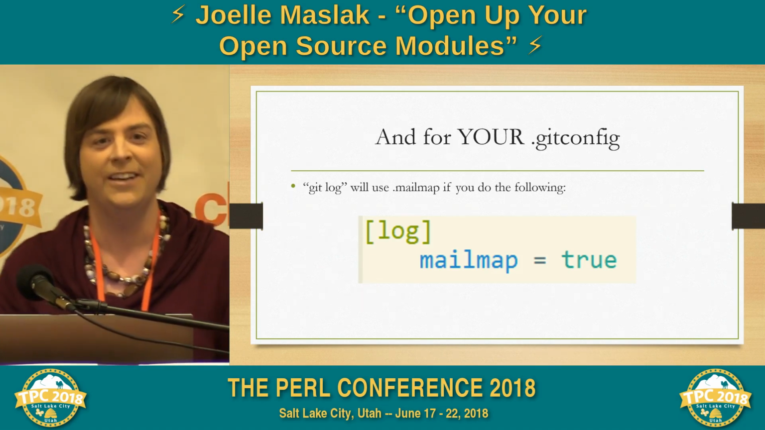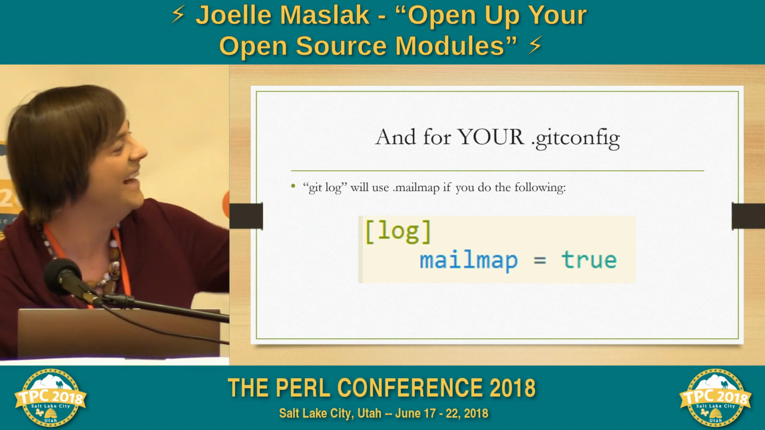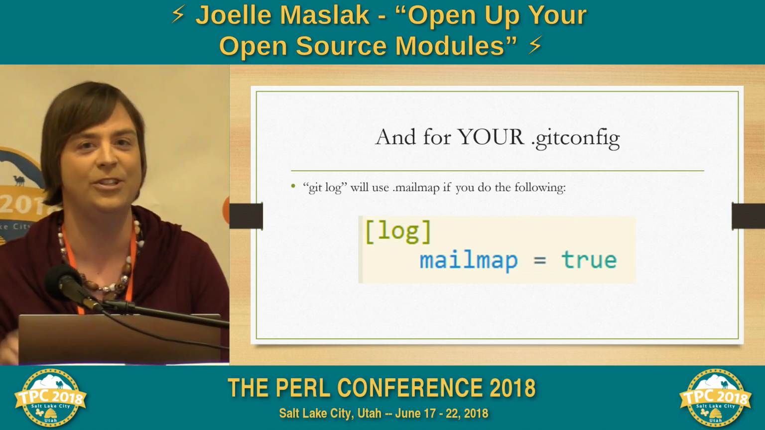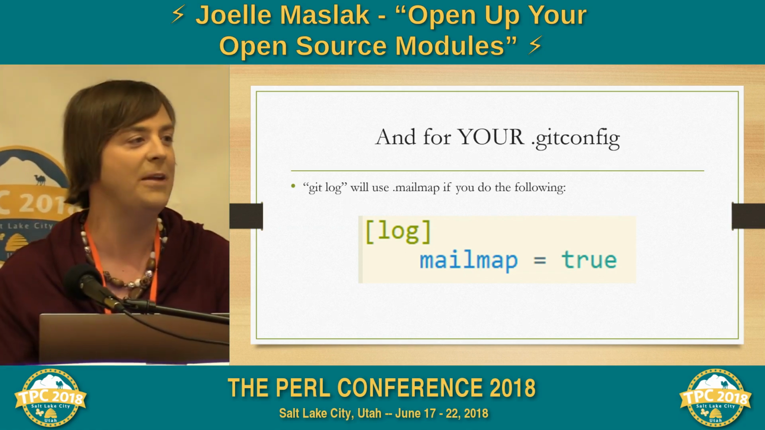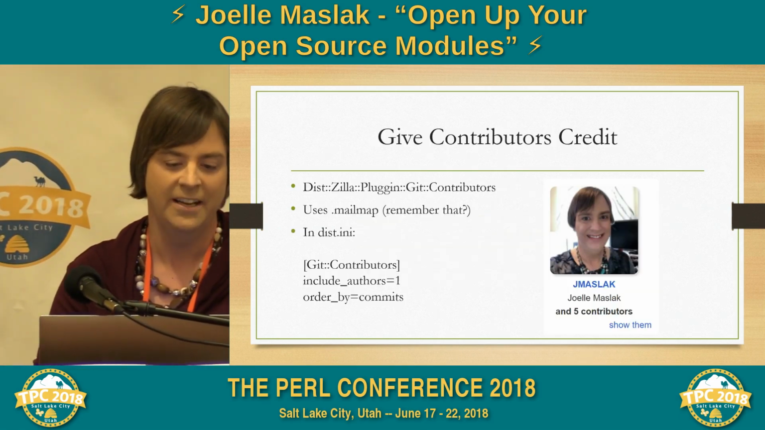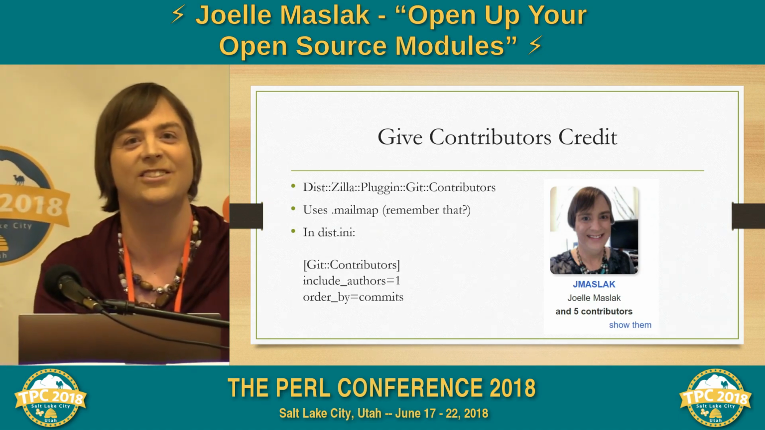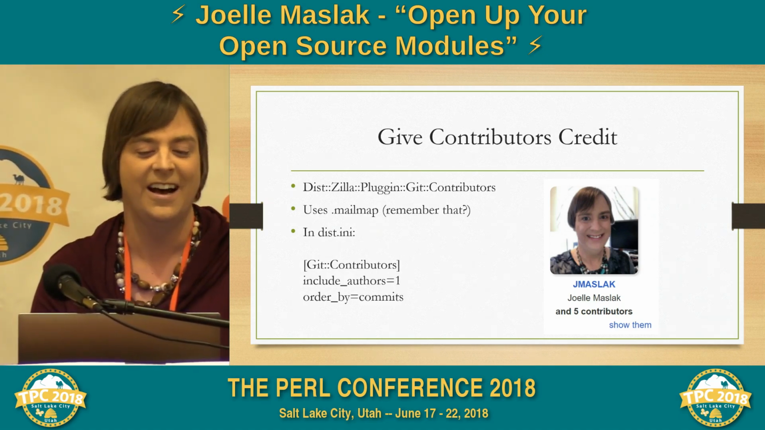Then in your Git config, this is for everyone. If you don't have this in your Git config, go add it to your Git config. What this does is say that when you do a git log, respect .mailmaps if they're there. And then finally, why you want to have the mailmap in the first place is to give your contributors credit so that they have a reason to contribute.